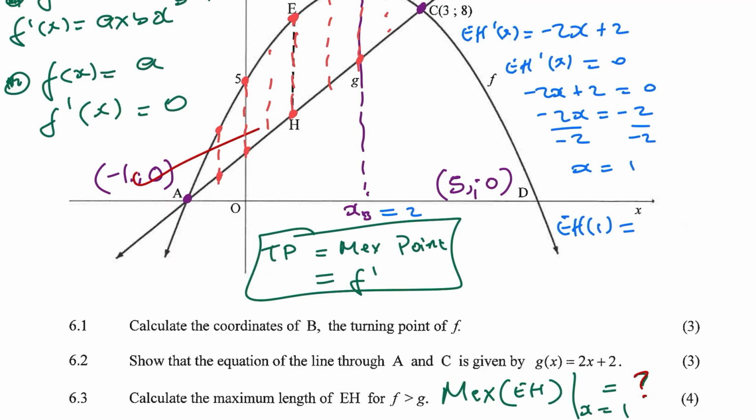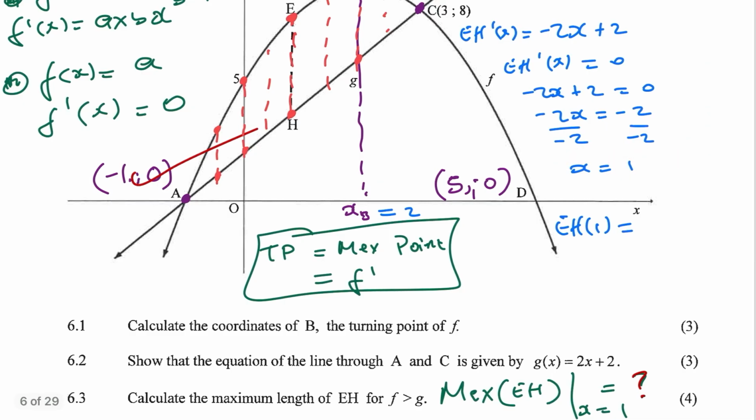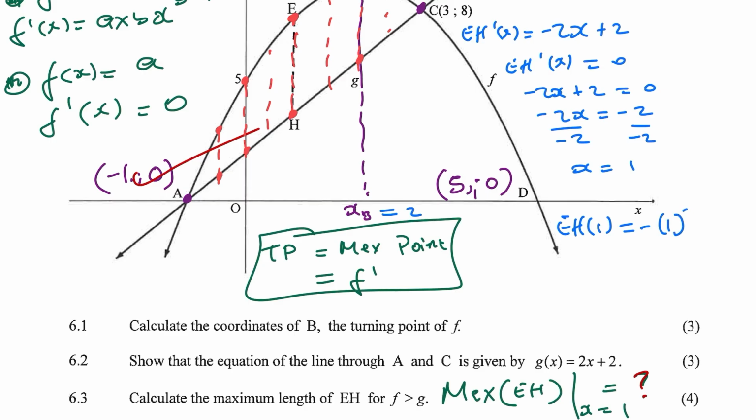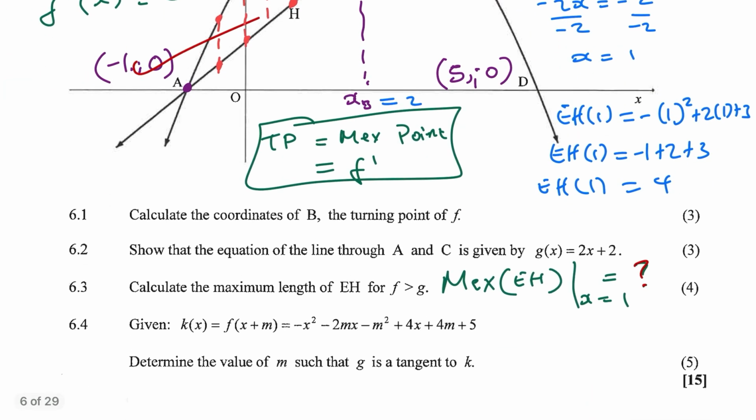Okay, so let's remember that. Substituting this into the original equation, where there's x, I just put 1. So it's going to be negative 1 squared plus 2 times 1 plus 3. So EH, which is the maximum that you're looking for, is minus 1 plus 2 plus 3. Minus 1 plus 2 is 1. 1 plus 3 is 4. So the maximum length of EH is equal to 4. Boom, that's your answer. The maximum length of EH is equal to 4.